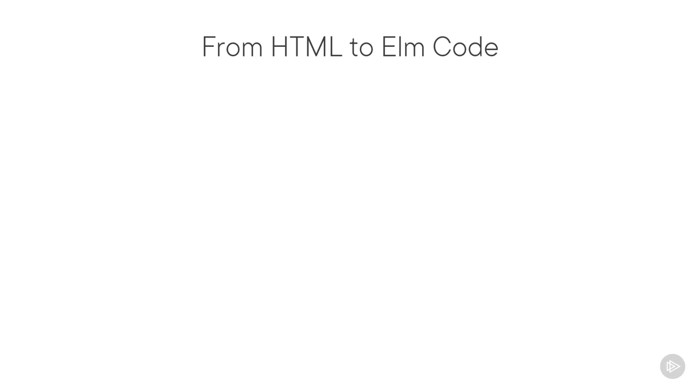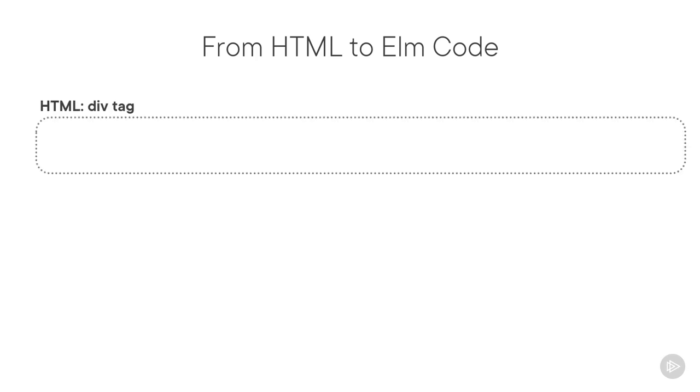A typical web app uses various HTML tags to describe its structure. Here is how to use Elm to add various HTML tags to a web app. Let's look at the popular HTML div tag.